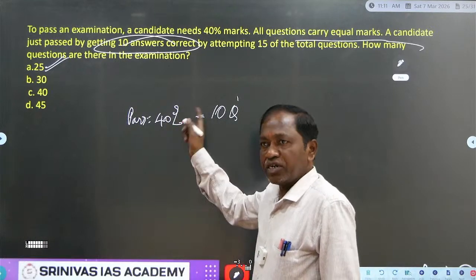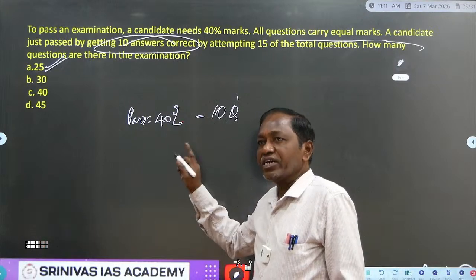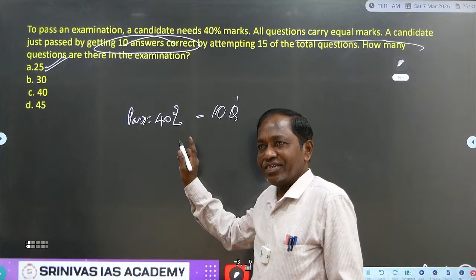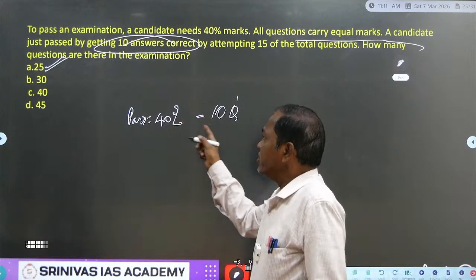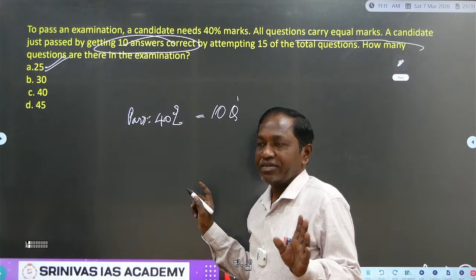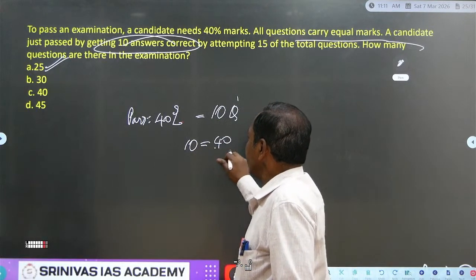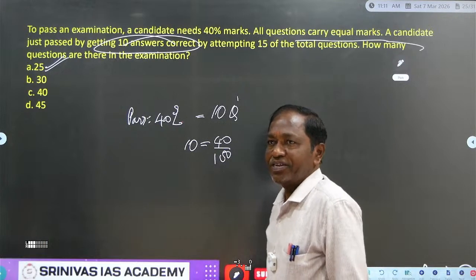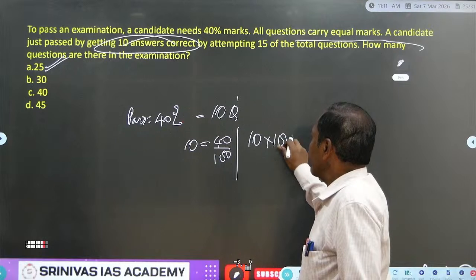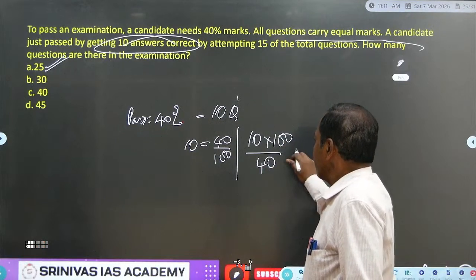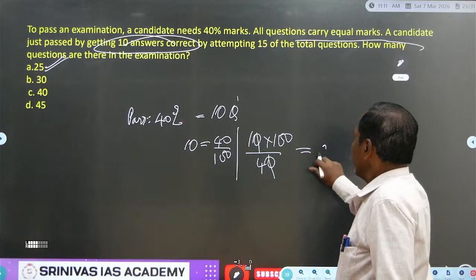He passed by 10, he attempted 15 questions, but 10 were correct. He passed. Passing percentage is what? 40%. It means 10 questions is equal to 40%. It's like 10 questions is equals to 40. LHS equal to RHS, original value will be known here. Cross multiply: 10 into 100 by 40. Right. 0 and 0 get cancelled, 25.